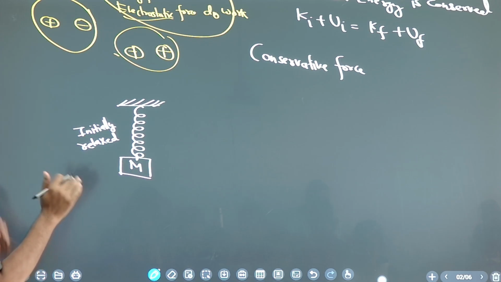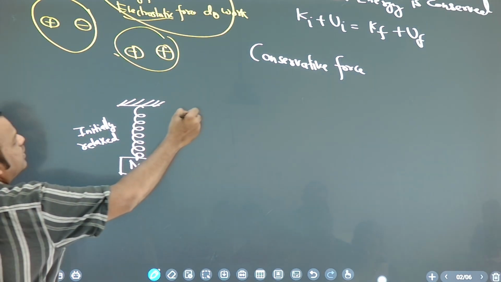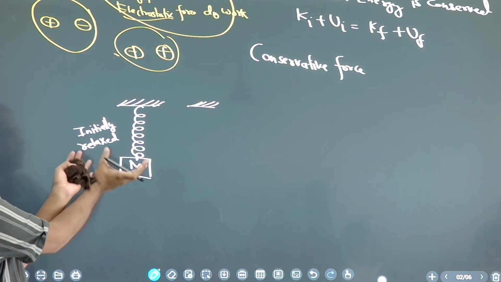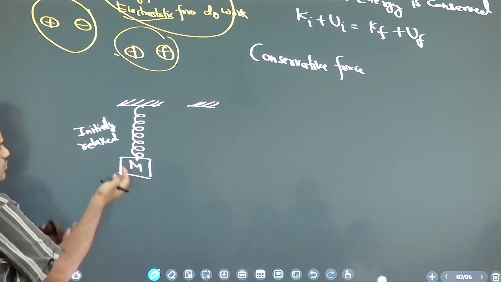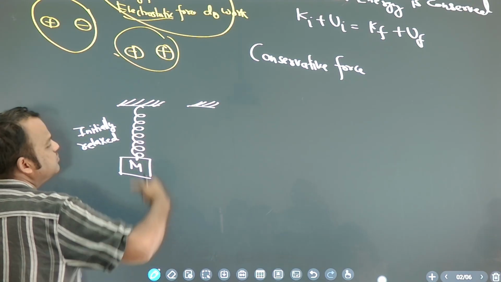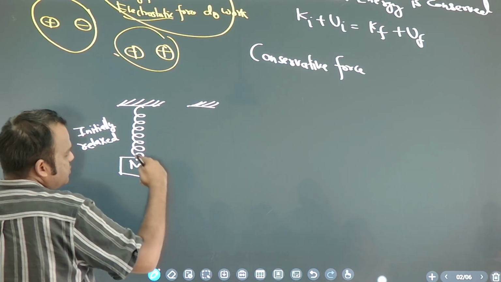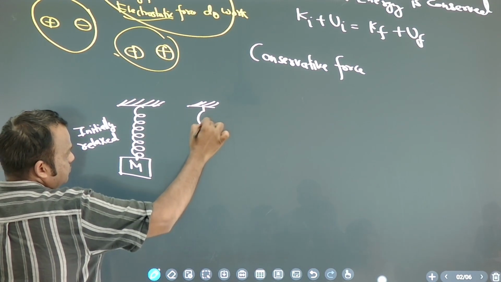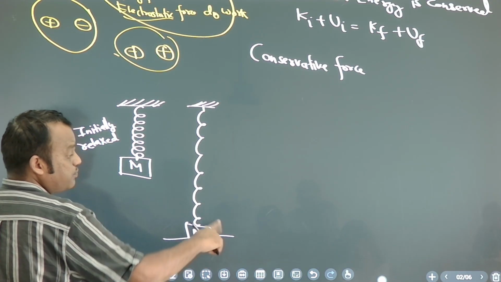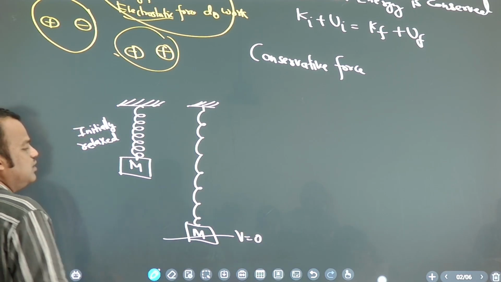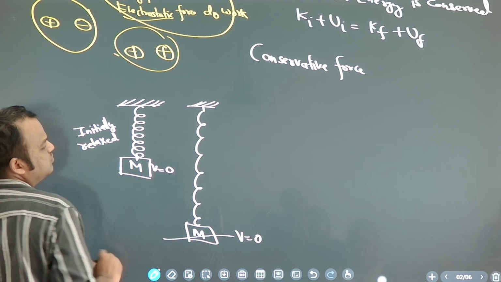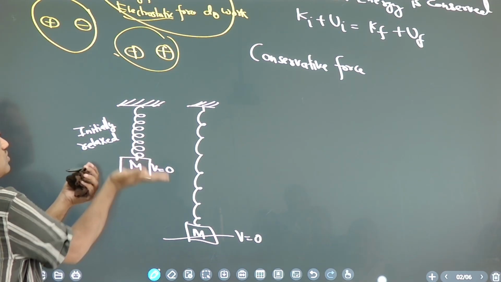Now release. What happens when you release the block? It will come down. It will oscillate, right? When it is at the lowest point, what is the speed? It is 0. It is oscillating.